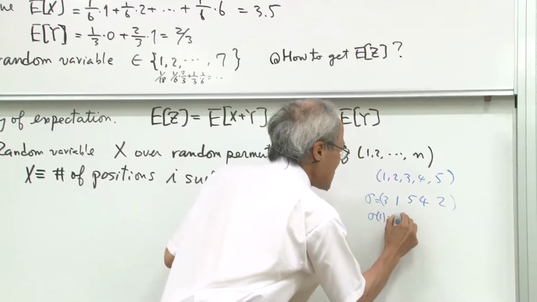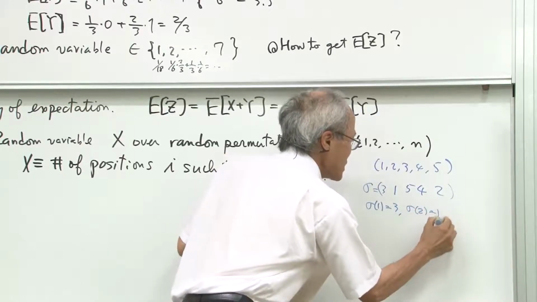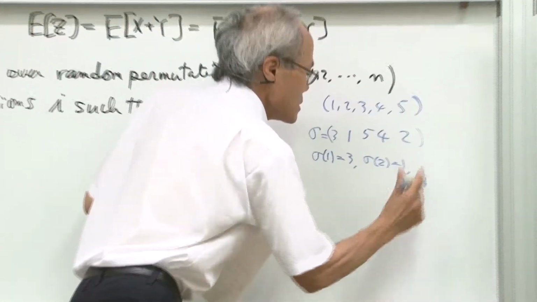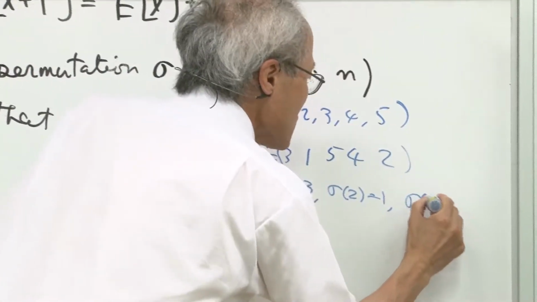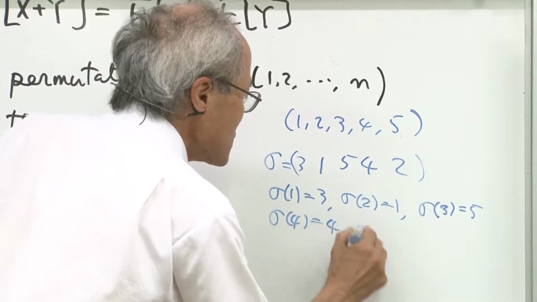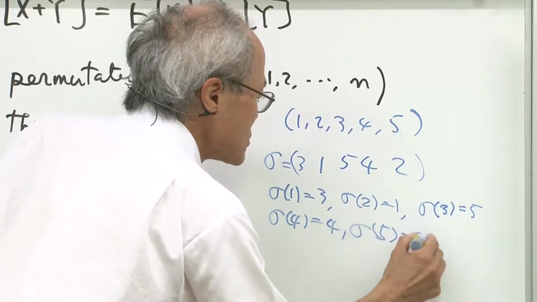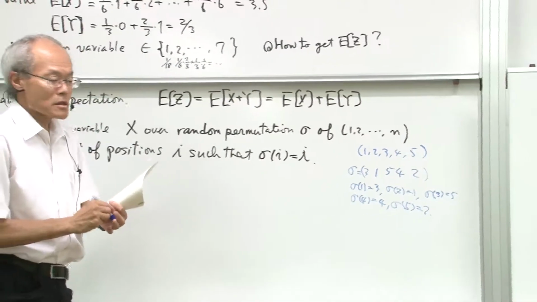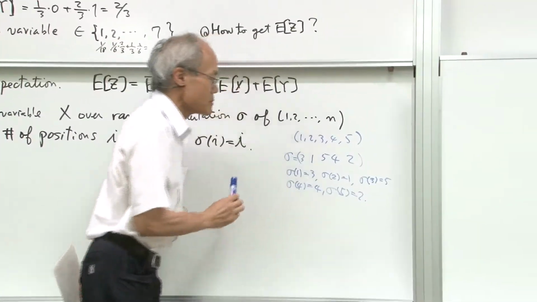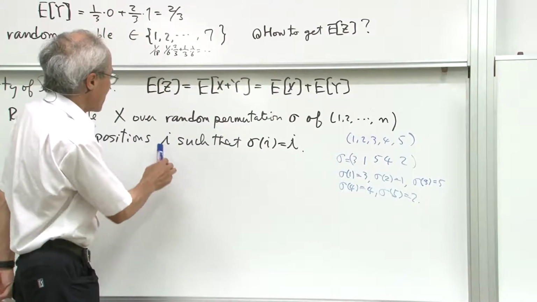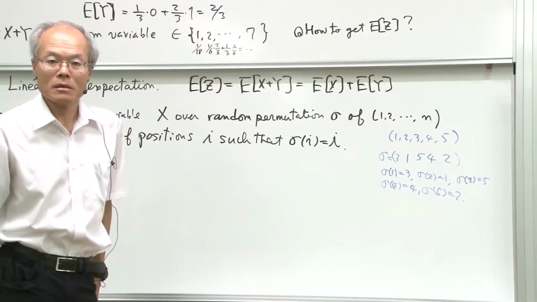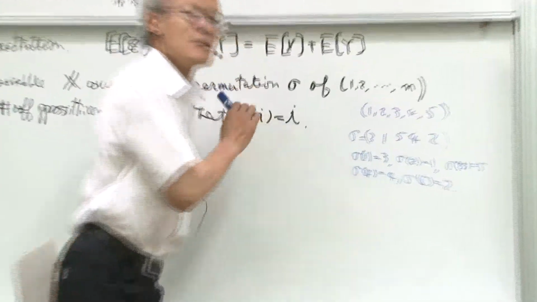One permutation of sigma. Sigma 1 is equal to 3. Sigma 2 is equal to 1. Sigma 3 is equal to 5. Sigma 4 is equal to 4. Sigma 5 is equal to 2. Okay? That means, in this case, if the permutation is this sigma, then the number of positions i such that sigma i is equal to i is just 1. This is sigma 4 is equal to 4. The number of positions is 1.